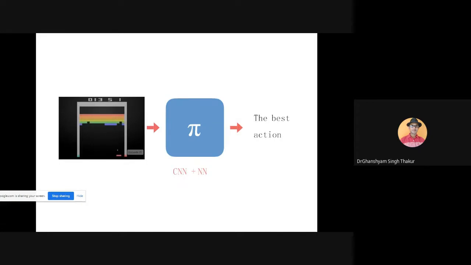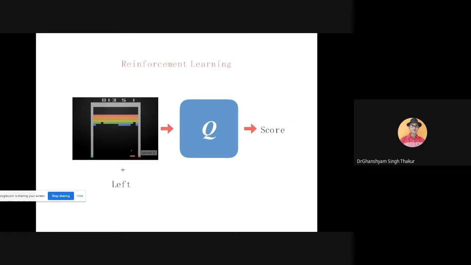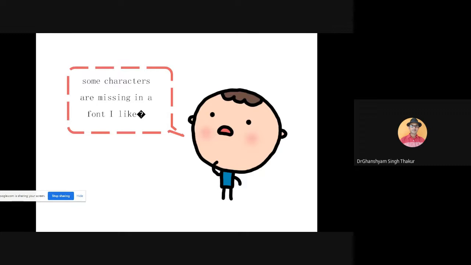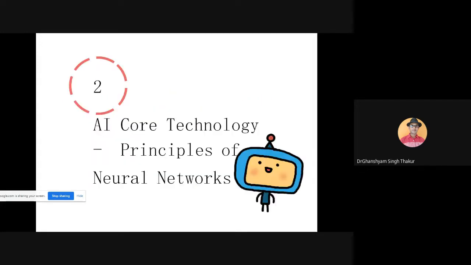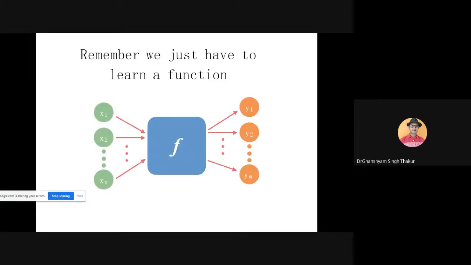So you have to have the problem, and you have to formulate the problem into a function, and you will get the best move. And in reinforcement learning, you can use it, for example, when some characters are missing in the font, so you can correctly predict the font. So the AI core technology principle of the neural network.